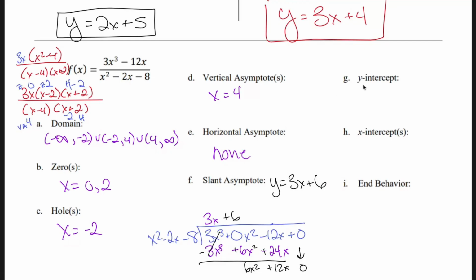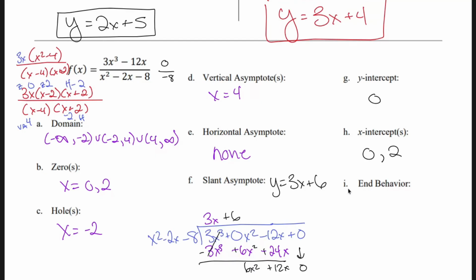To find the y-intercept, you're going to make believe that all of the x's are zeros. So if all of the x's are zeros, then the top is going to be 0. The bottom one's going to be negative 8, which gives me a y-intercept at 0. Because 0 divided by negative 8 is 0. My x-intercepts, I already know because I found them. Those are 0 and 2.